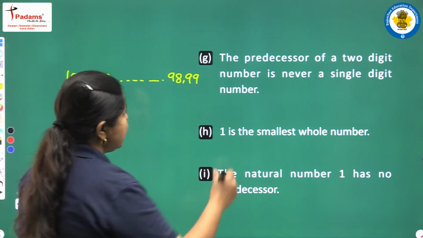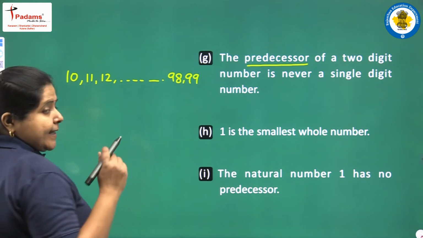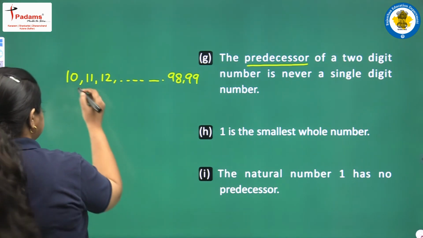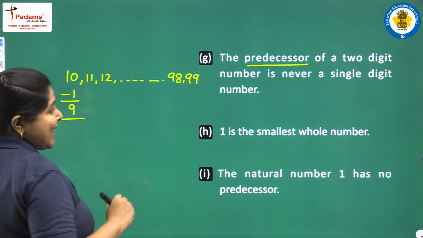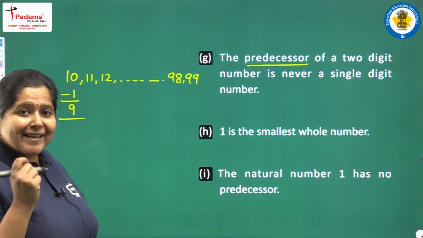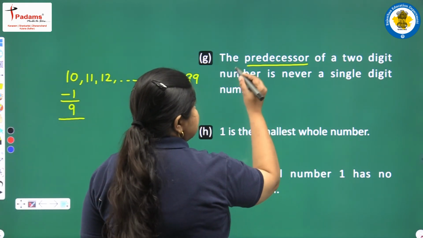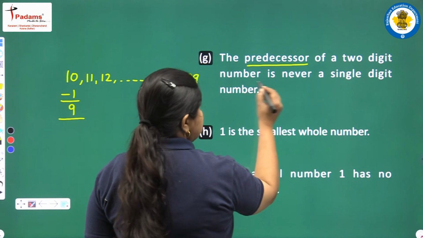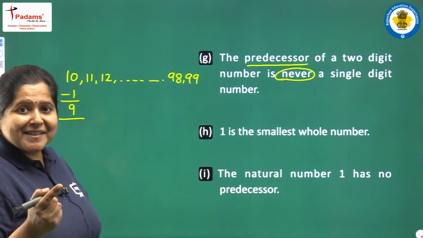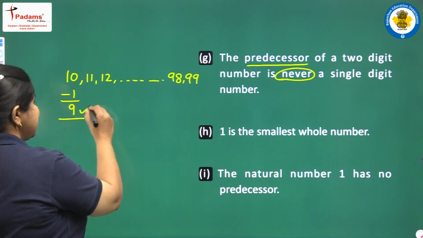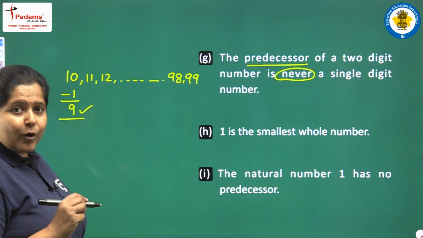Now we are talking about their predecessors. Clearly, let us take the predecessors. The predecessor of 10, subtract 1 from it, it will be 9 and it is coming out to be a single digit number. And what this statement is saying, that the predecessor of a 2-digit number is never a single digit number, but we are getting a single digit predecessor. So, this means that this statement is wrong.